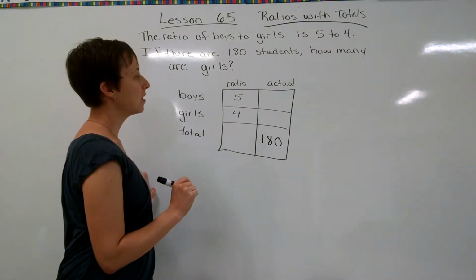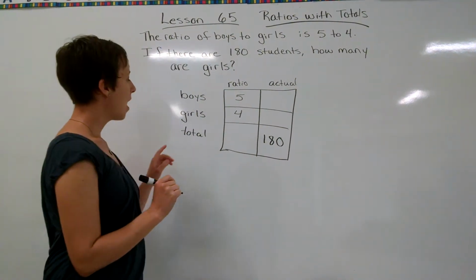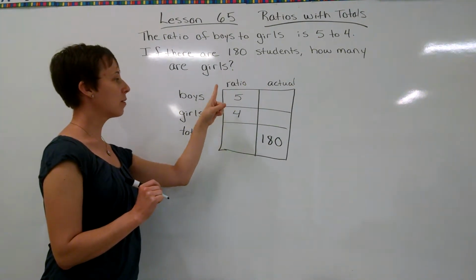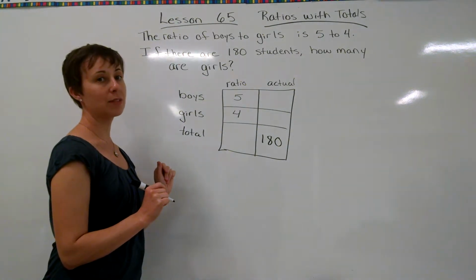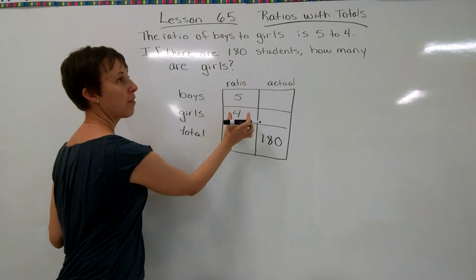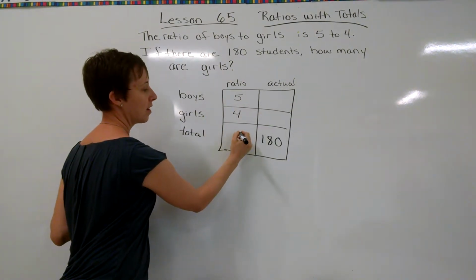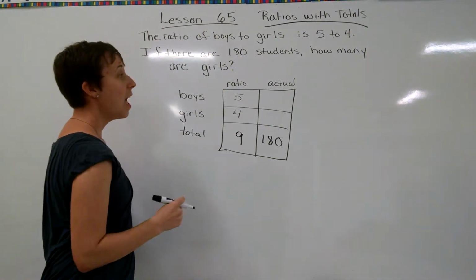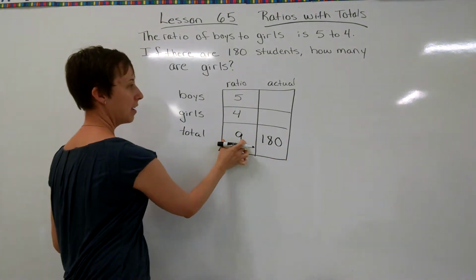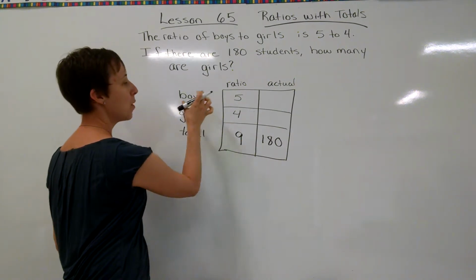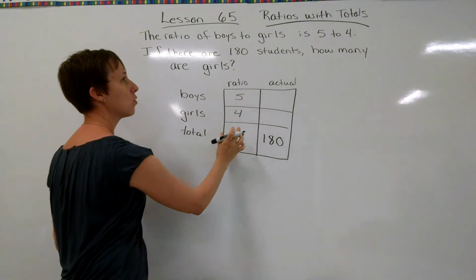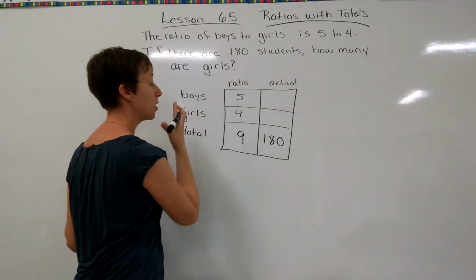Now there's one more thing I need to do before I solve my problem. I can find the ratio total by simply adding the number of boys plus the number of girls. This is fairly easy. Take this number, 5 plus 4 makes 9. Now when we did this last time, we talked about taking our actual total, dividing by our ratio total, and then multiplying times the number of girls to find the number of girls, or multiplying times the number of boys to find the number of boys.